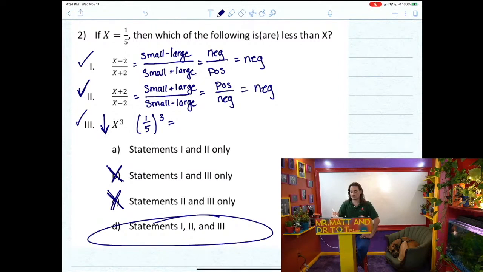If I go ahead and just evaluate here to make sure, I'm going to get 1 to the third power divided by 5 to the third power. 1 to the third power is 1. 5 to the third power is 5 times 5 times 5, or 125, which is definitely less than 1/5. 5 times 5 is 25. 25 times 5 is 125.